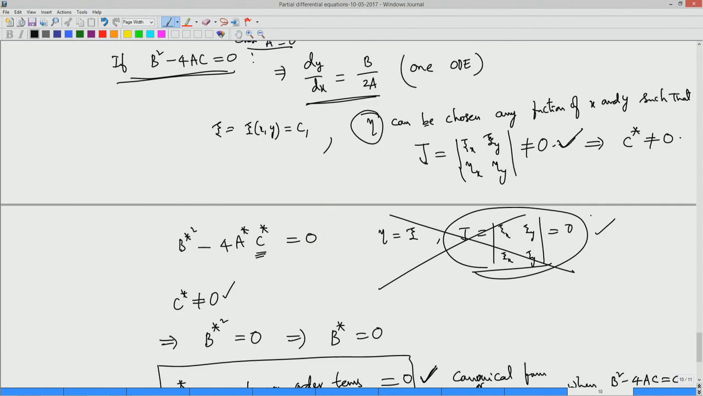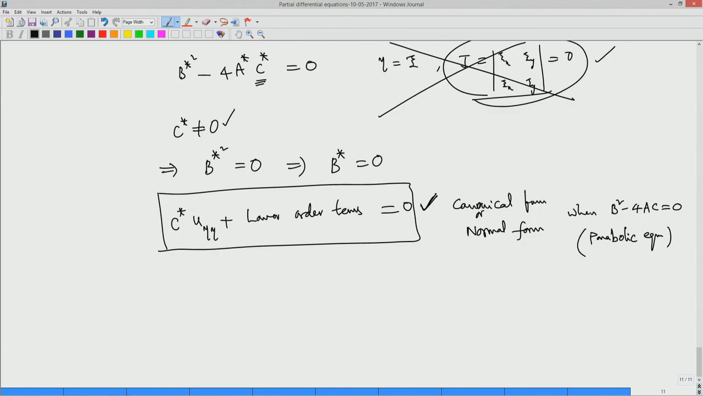If the discriminant B square minus 4AC is 0, you see that the equation can be reduced after transforming the variables from xy to xi and eta, and it becomes this type. This is the canonical form or normal form. This is called a parabolic equation, parabolic form, when this discriminant is 0. So this is how we reduce. After transforming the variables xy to xi and eta, you can change depending on the discriminant value.